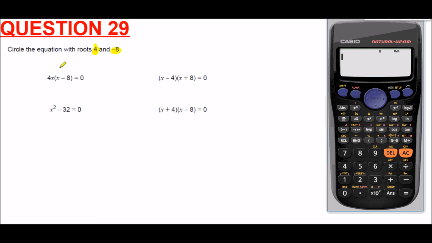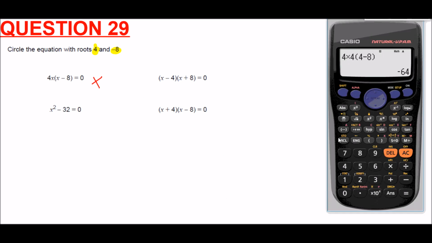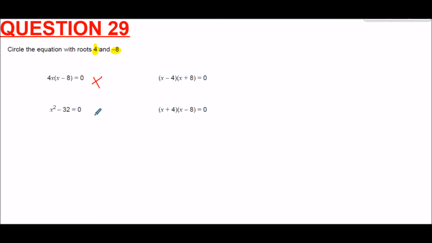So let's get the calculator to hand. So this one here, if x were 4, 4x would be 4 times 4, which would be 16. In the bracket, x minus 8 would be 4 minus 8 equals -64, so that's definitely failed already. That doesn't equal 0 for both of them, it doesn't even equal 0 for one of them, so that's not that one. This one here, x squared minus 32, does that equal 0? Well, if x were 4, 4 squared minus 32, no, that doesn't equal 0 either, so it's not going to be this one.